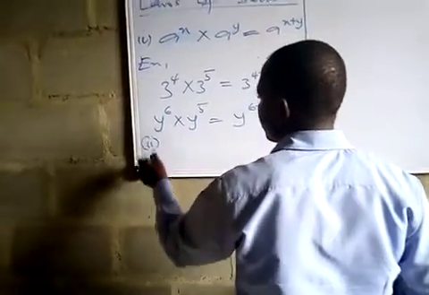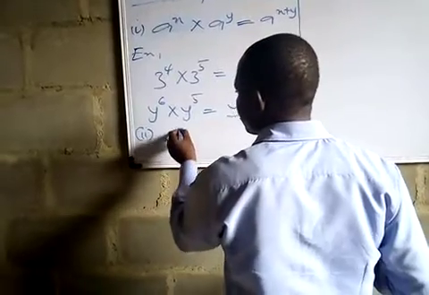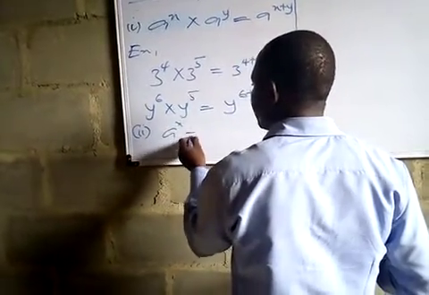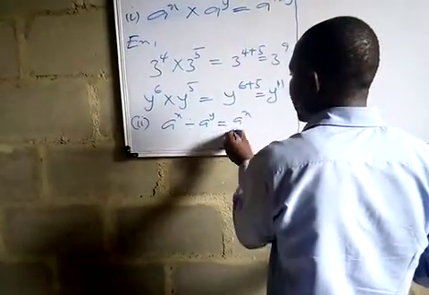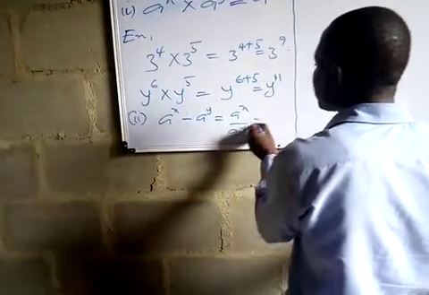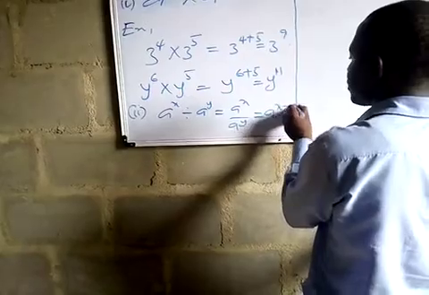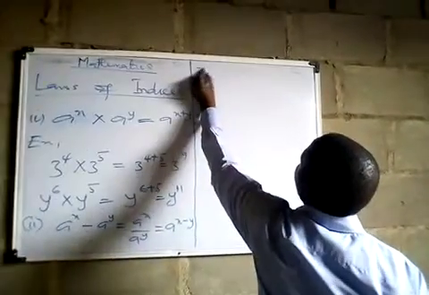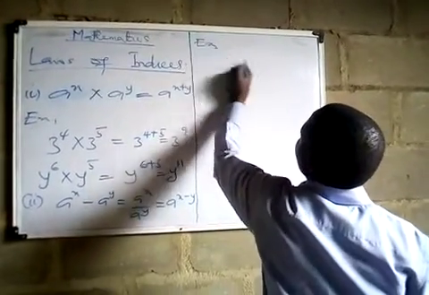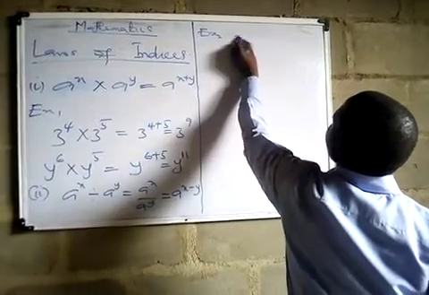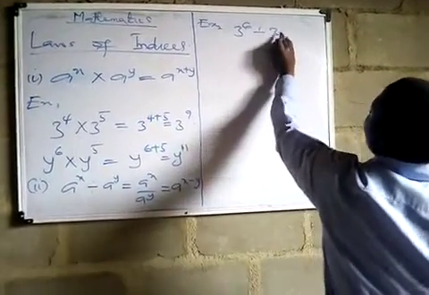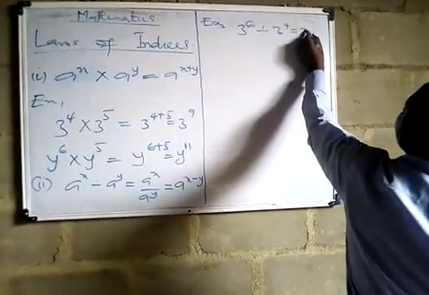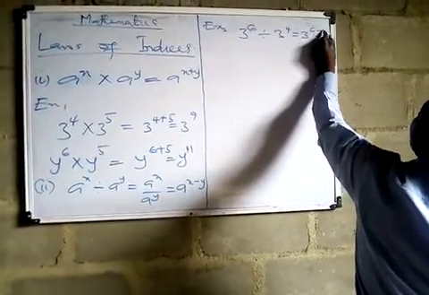The second law states that if I have a raised to the power of x divided by a raised to the power of y, it's going to give me a raised to the power of x minus y. So we have example 2. If you have 3 raised to the power of 6 divided by 3 raised to the power of 4, that gives us 3 raised to the power of 6 minus 4.